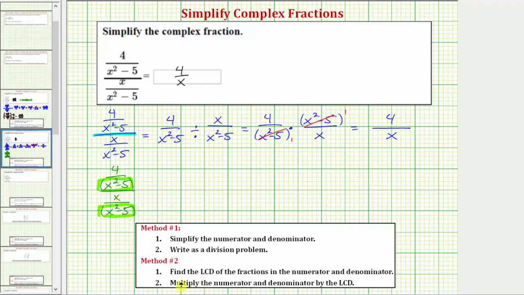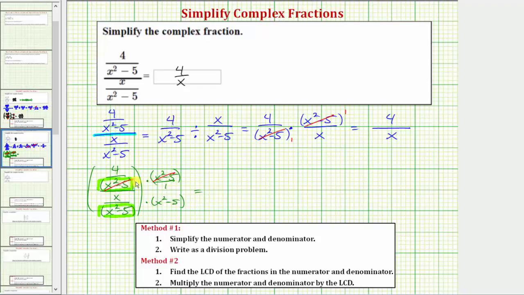Step 2, we multiply the numerator and denominator of the complex fraction by the least common denominator, which means we're going to take this complex fraction and multiply the top by x squared minus 5 and multiply the bottom also by x squared minus 5. Remember, if we multiply the numerator and denominator of a fraction by the same value or same expression, we do get an equivalent fraction. So now when we multiply, if it's helpful, we can think of this x squared minus 5 as a fraction with a denominator of 1, and notice how there's a common factor of x squared minus 5 between the numerator and denominator, which would simplify to 1.